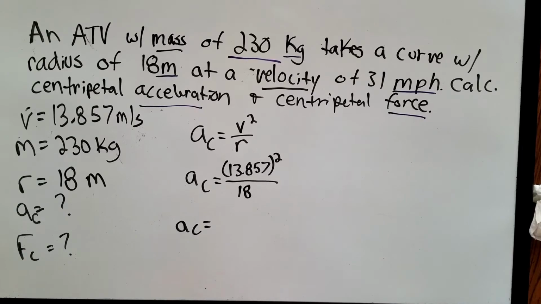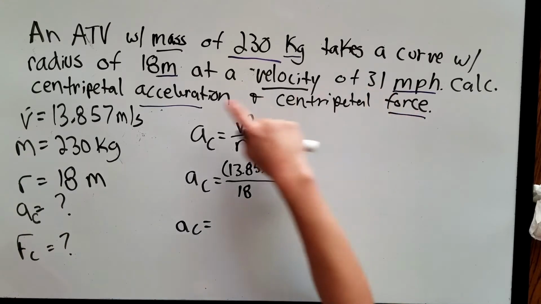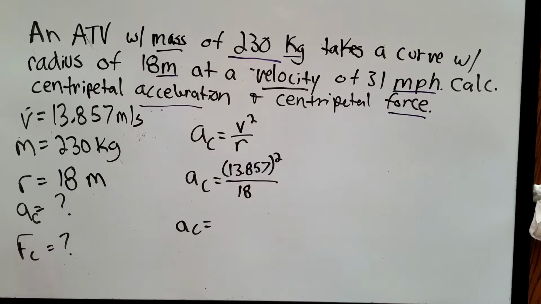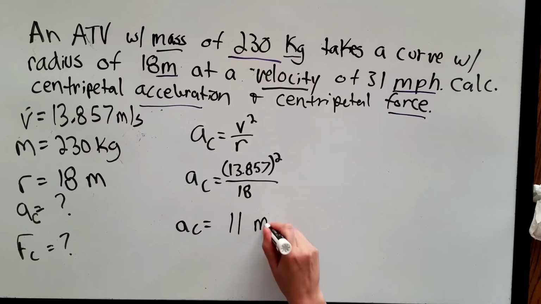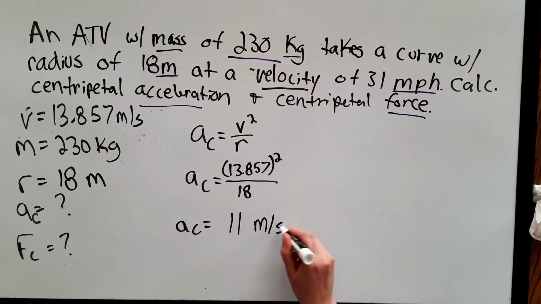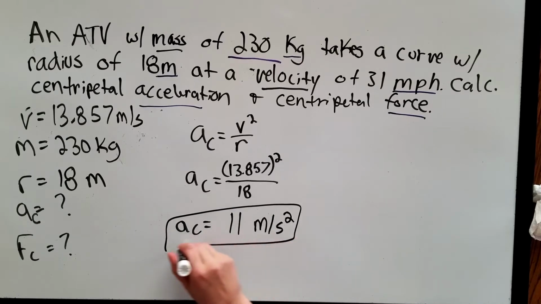And how many significant figures do we want? Looking at all the numbers present, there are 2 in each number, so we want 2 sig figs in our answer. So it will round up to 11. And what are the units on acceleration? Meters per second squared. Okay, so it doesn't matter whether it's centripetal acceleration or linear acceleration, the units are still the same. So we have our centripetal acceleration.